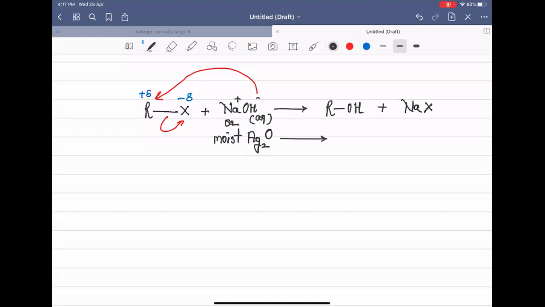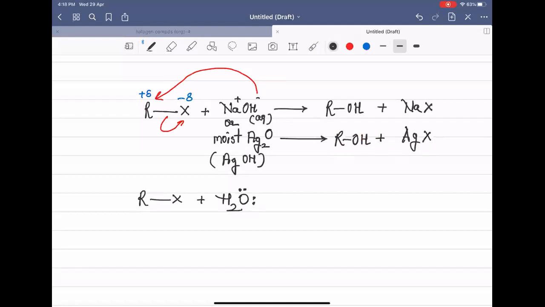It can give you ROH plus AgX. Moist Ag2O is actually AgOH. It is silver hydroxide only, right? So if they write moist Ag2O, obviously you have to balance this equation. Don't worry about balancing, just get the right product, right? You can even have RX reacting with water. Now, reaction with water would be very difficult because water is a very poor nucleophile. And therefore, you may have oxygen moving here and X moving out.